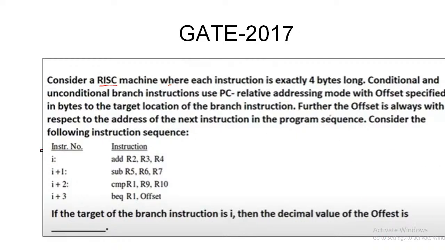Now a set of instructions is given. So let's try it once again. The conditional and unconditional branch instructions use PC relative addressing mode with the offset specified in bytes, relative to the target location of the branch. Further, the offset is always with respect to the address of the next instruction in the program sequence. Now the program sequence is given.